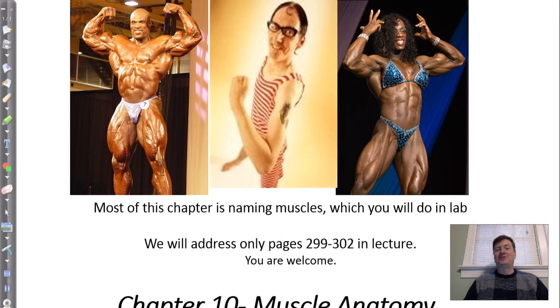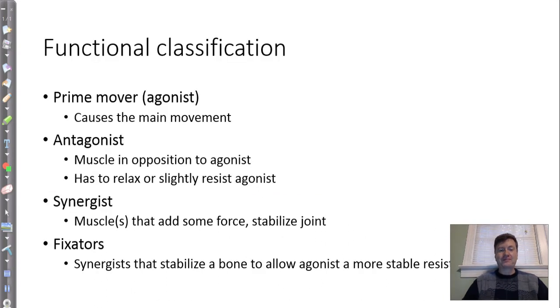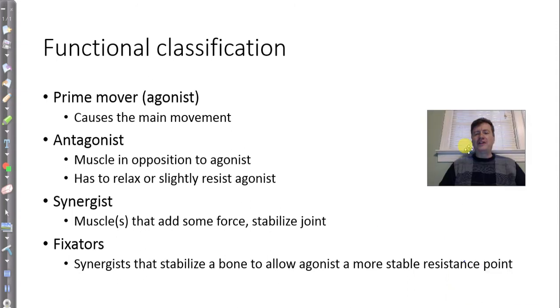Most of Chapter 10 is going to be discussions of specific muscles in lab, naming where deltoids and biceps and adductor longus muscles and things like that are. So here's just going to be a few basic concepts about muscles in general. So most of the chapter is going to be covered in lab. I want to give you this terminology.